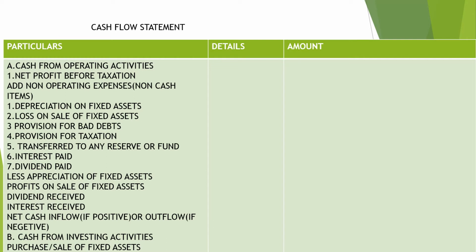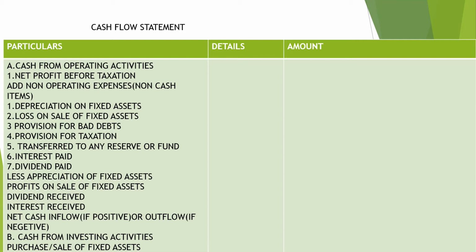Provision for taxation in the same way. How much likely income tax we are to pay. Then transfer to any reserve or fund. If we are transferring any money to any reserve or fund, that is also a non-cash item. Interest paid, dividend paid. Interest paid, dividend paid, we show under investing activities. So therefore, we will not show them here.